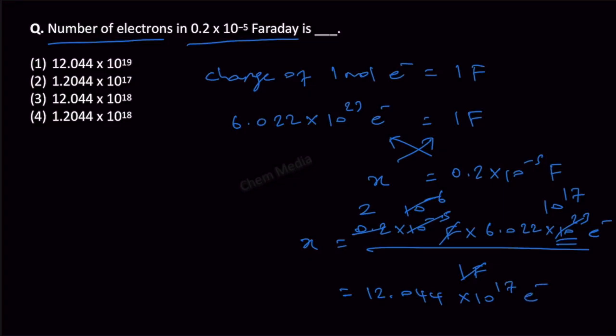Is that given in the option? No. So this is definitely wrong. How about if we multiply and divide by 10? In that case we can write this as 1.2044 times 10 to the power 18 electron. That is given in option 4. So therefore option 4 is correct.